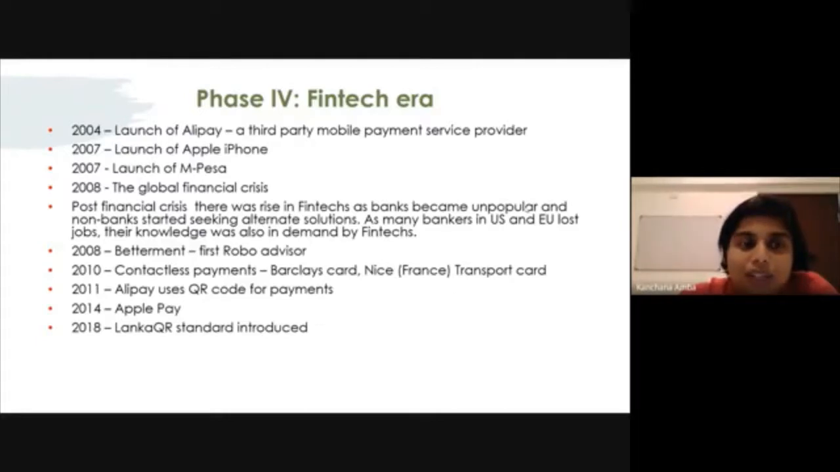So, what happened with the global financial crisis? A lot of people lost trust in banks, right? The confidence level, I have a graph on that one in the UK, the confidence level in banks just fell to an all-time low because people lost their money. A lot of people lost their jobs. A lot of people were in the banking sector, and there were huge layoffs. You might recall this. And there were a lot of jobless bankers.